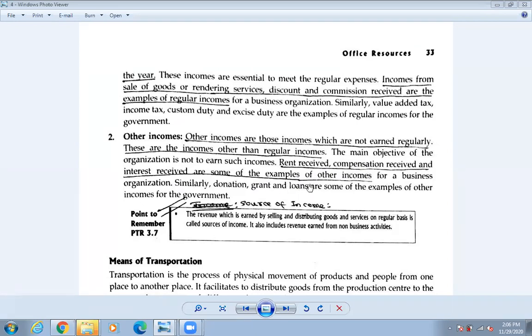Okay, so loan money you have to pay back, but donation and grant, there is no need to pay back. The loan you need to pay back. Okay, these are some of the examples of other income.